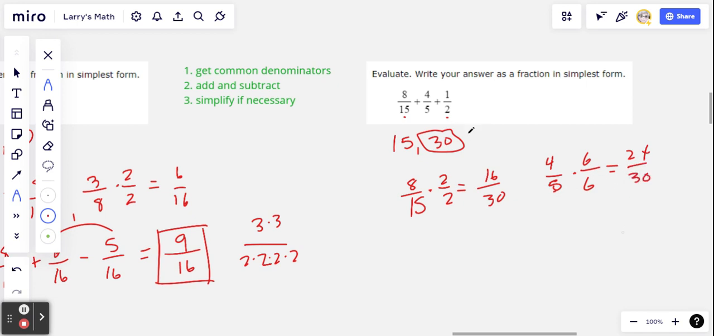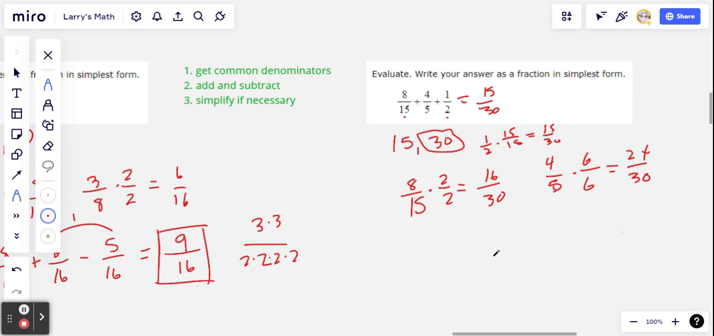And finally, 1/2. Now this one I can do in my head. Half of 30 is 15. So this is just going to be 15 over 30. Another way to do that is to take that 1/2 and ask yourself, what do I need to multiply on the bottom to get 30? Well, that'd be 15, so we'll do 15 over 15. And on the top, 1 times 15 is 15, 2 times 15 is 30. You get the same thing. Just a little shortcut in my head there.